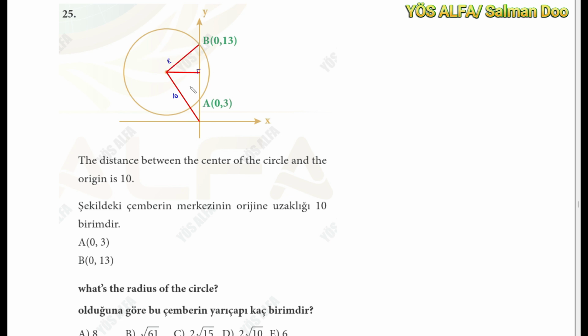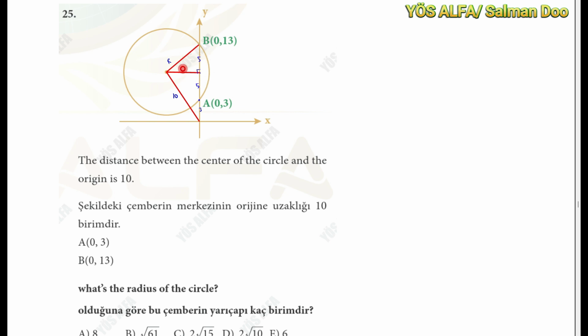This is the radius. Since this is 3 and that is 13, that point is the midpoint between A and B. So since this is 3, that is 10. 13 minus 3 over 2 is 5. So the length here is 5. The length there is also 5.